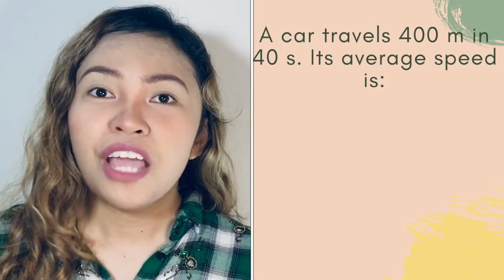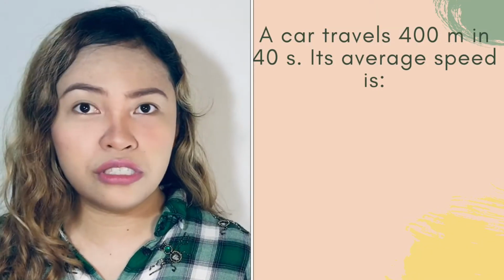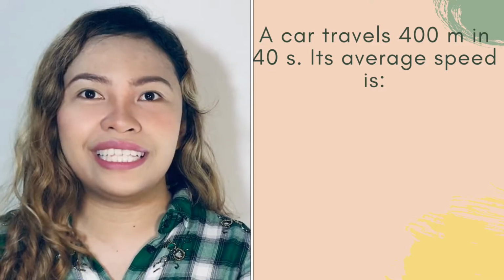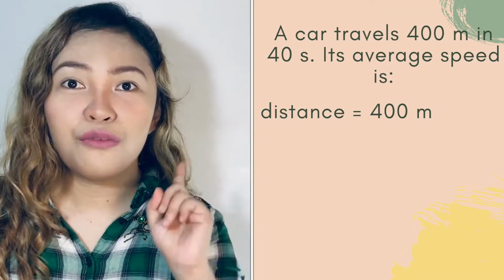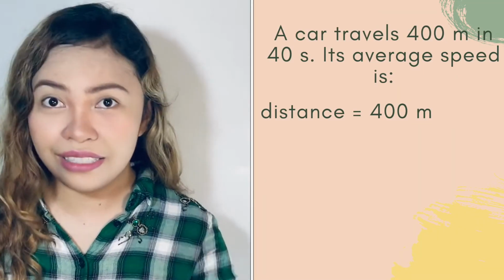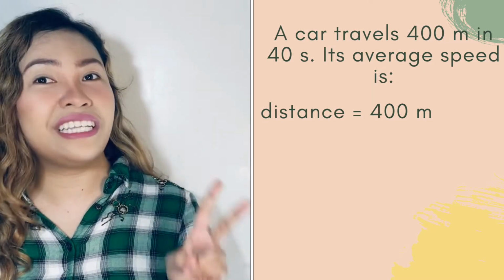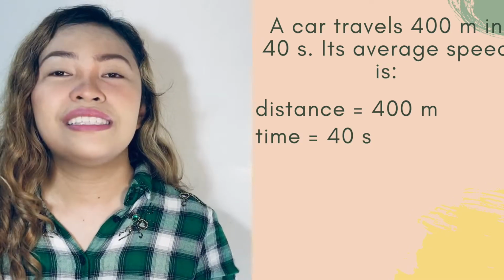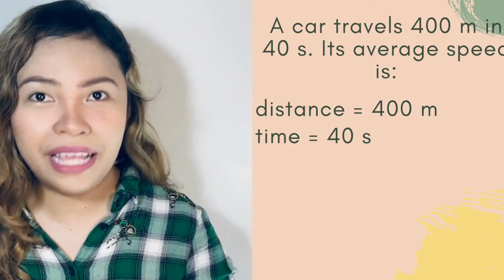For example, a car travels 400 meters in 40 seconds. Calculate its average speed. So first thing to do is to identify the given quantities in this problem. First, we have 400 meters and that is the distance. Second, we have 40 seconds and that is the time taken for the travel to take place.